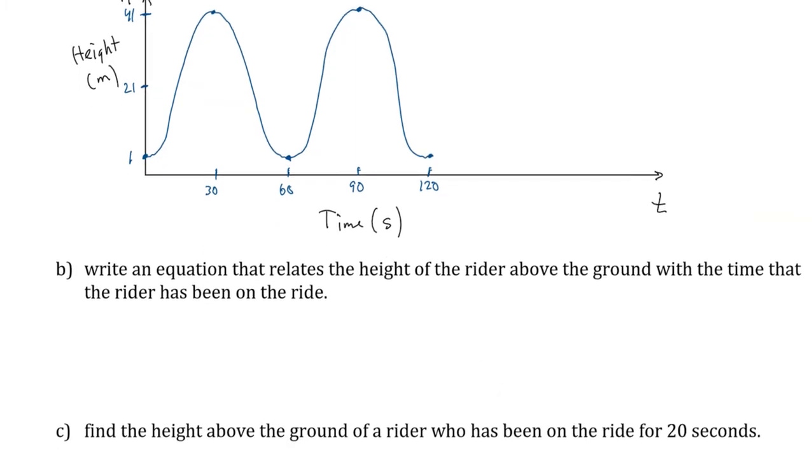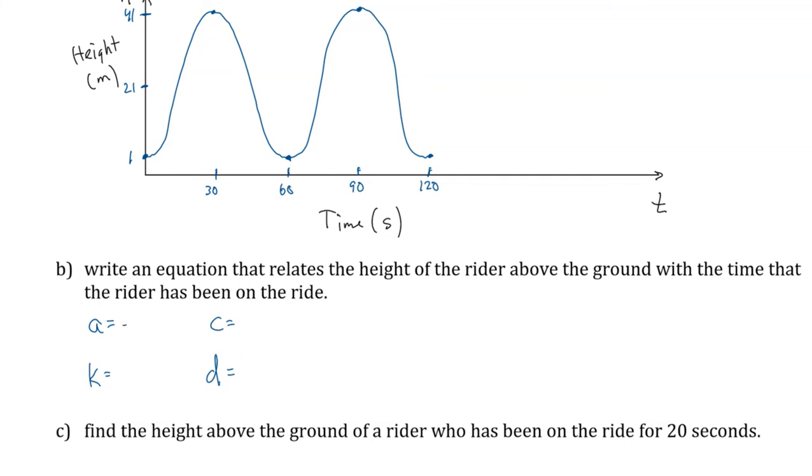Write an equation that relates the height of the rider above the ground with the time that the rider has been on the ride. So again, equation means we're doing A, K, C, and D. And again, I would say we've done most of the hard work. When we make that sketch, the point of making the sketch is it forces us to think about the properties that turn into the A, K, C, and D.